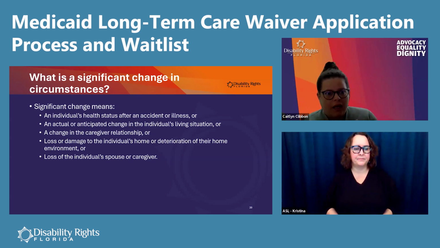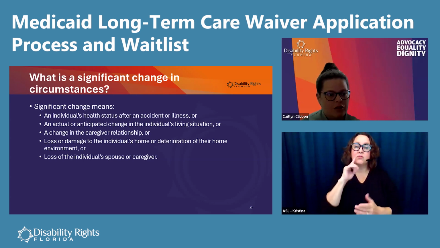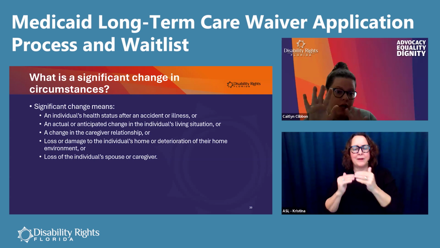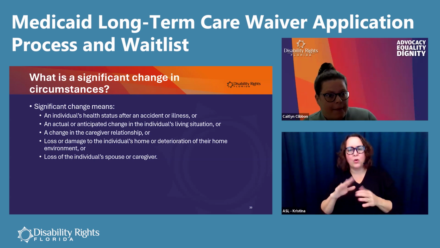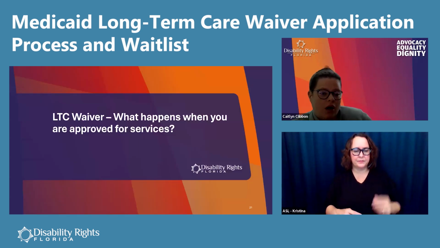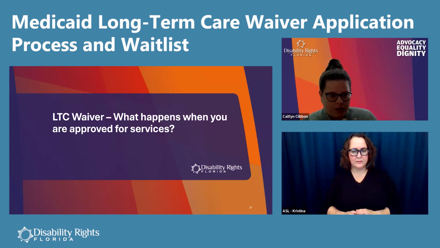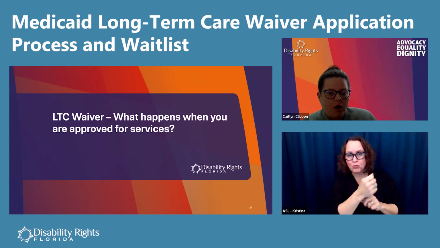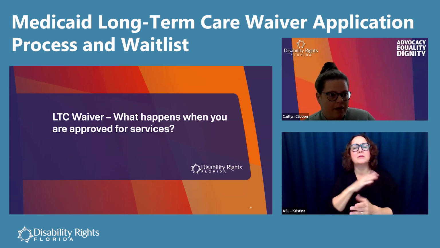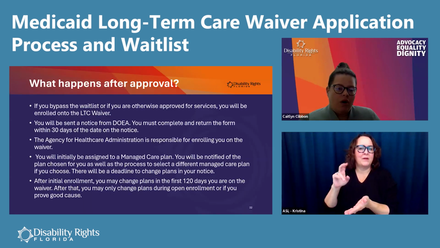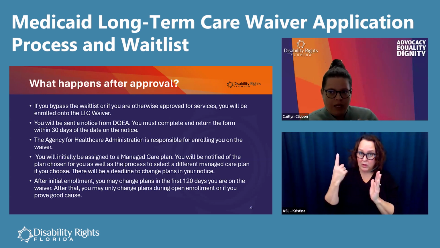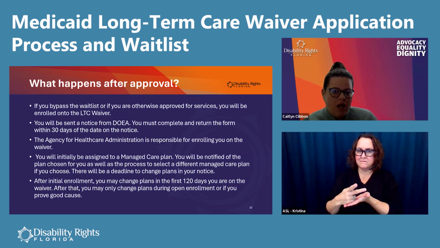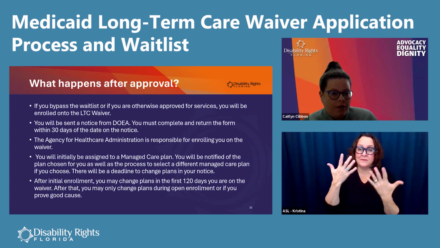And again, on rescreening, essentially you're just trying to move up your priority rank to get closer to 8 or to go straight onto the waiver. So assuming you've had your change in circumstances or you're on your initial screening, you're going to go on to the waiver. So what's going to happen? Once you're past the wait list or approved because you're in one of those special categories that gets to bypass the wait list, you are enrolled onto the waiver.